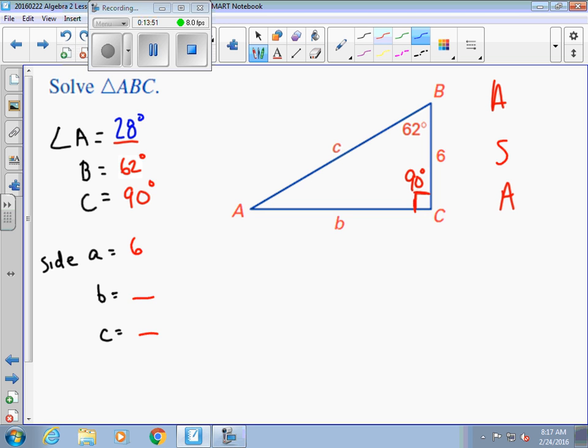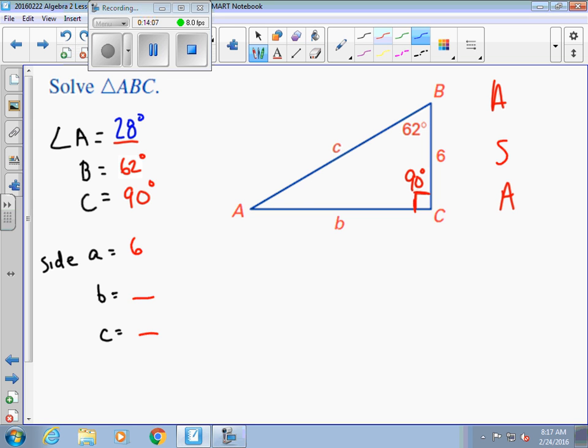the side is opposite the angle. So the capital B is opposite the lowercase b. Same thing with A and C. Side A's value is 6. We're looking for side C value and side B's value.